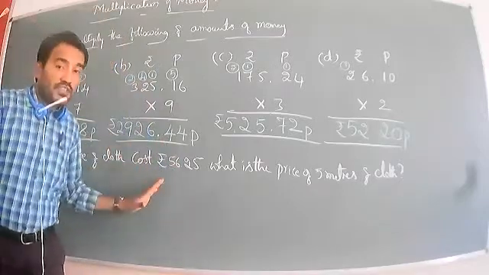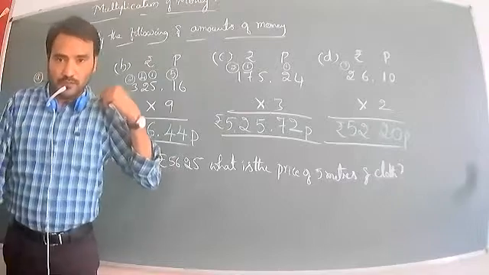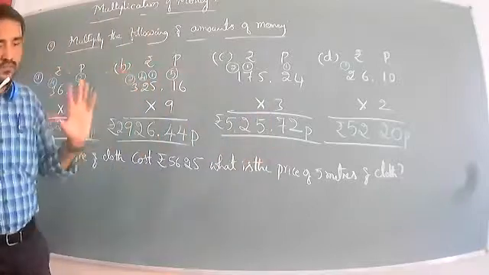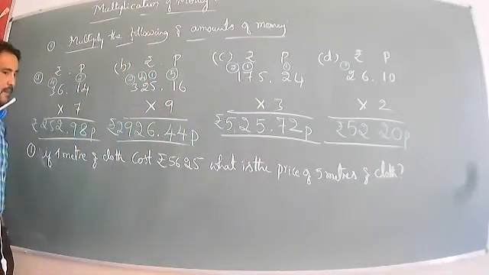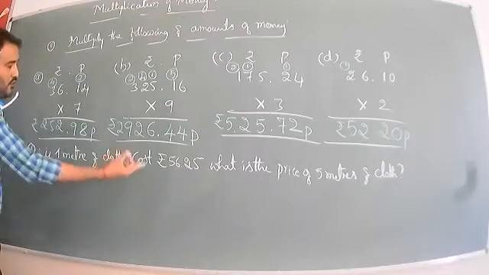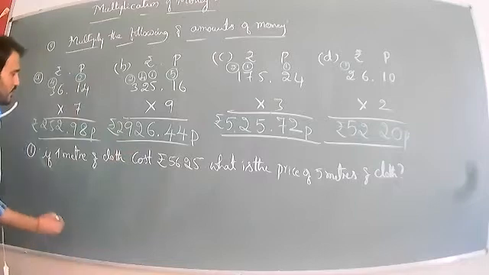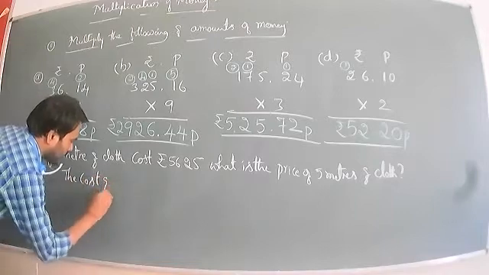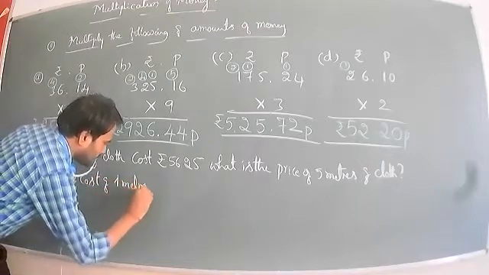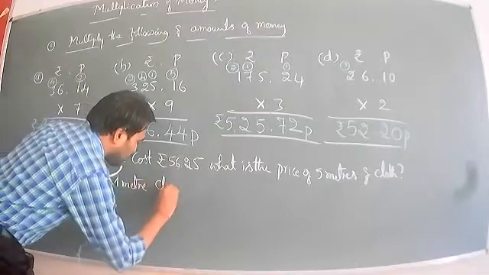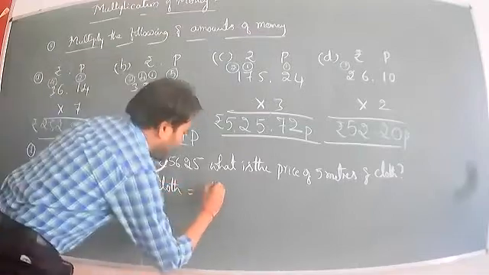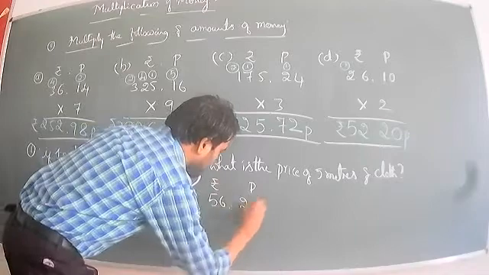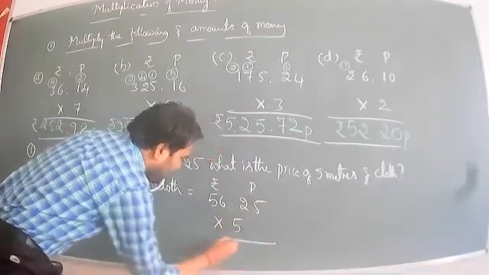So here, the cost of 1 meter of cloth is 56 rupees 25 paisa. What is the cost of 5 meters of cloth? Okay, so we can find out using multiplication, one to many. The cost of 1 meter of cloth is what? 56 rupees 25 paisa. So we can find out the cost of 5 meters of cloth.